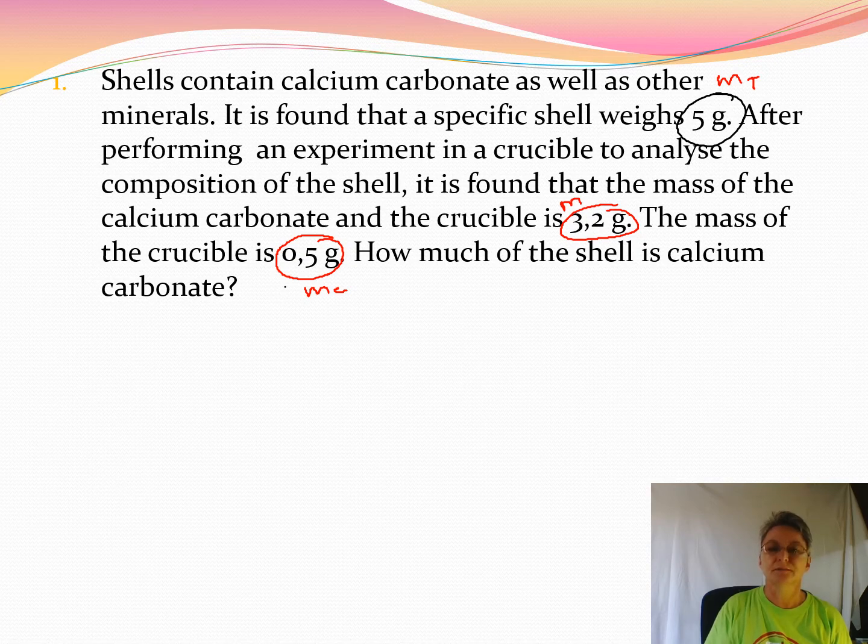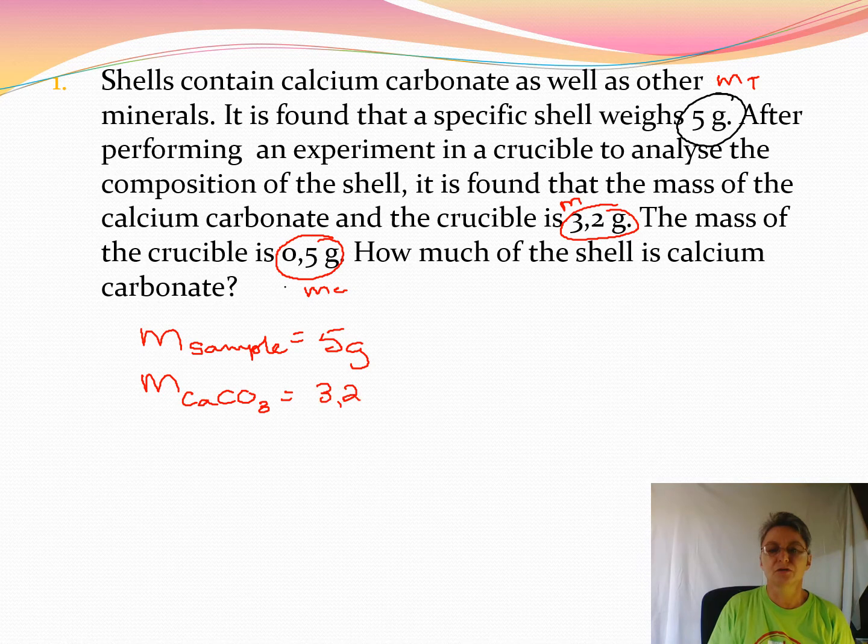calcium carbonate? Now, it sounds like the mass of the sample is 5 grams and the mass of the calcium carbonate is 3.2 grams. At this point in time, the information about the mass of the crucible is irrelevant. All the calculations were done for you.